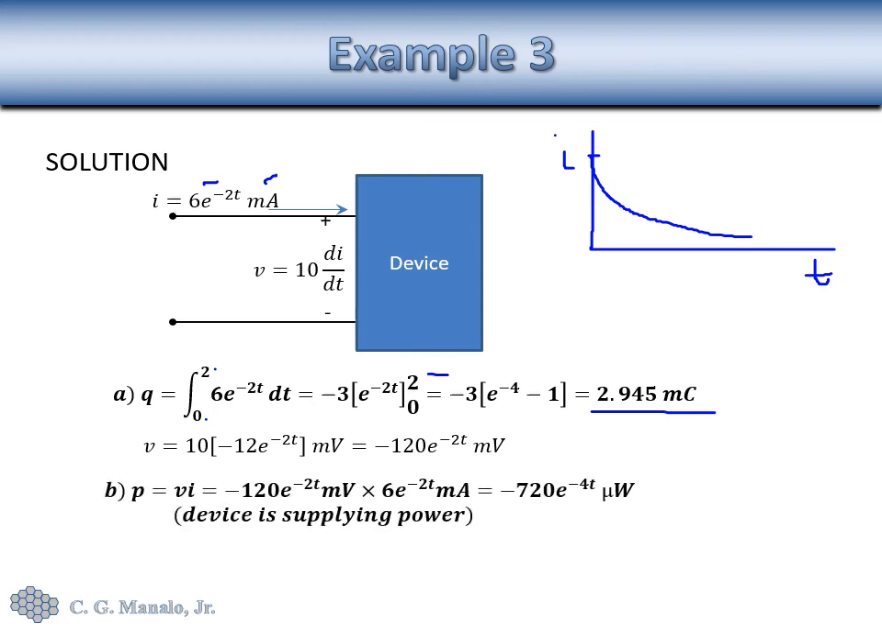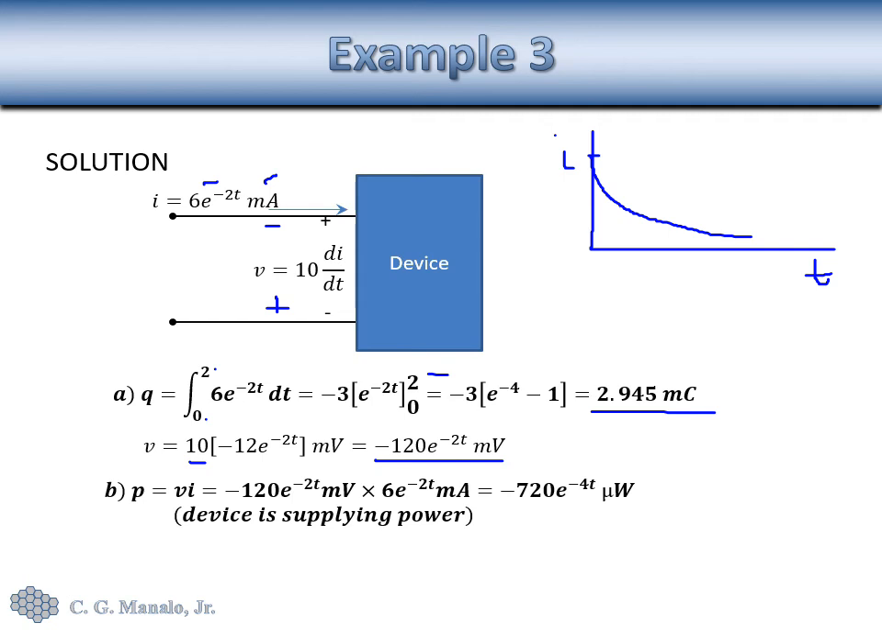Now, to get the power on the device, first we need to know what is the voltage across the device. So that will be 10 times the derivative of the current. So that will give us this one. Now take note that this gave us a negative number, so that will simply mean that the actual polarity is that the negative is really here and the positive is here.